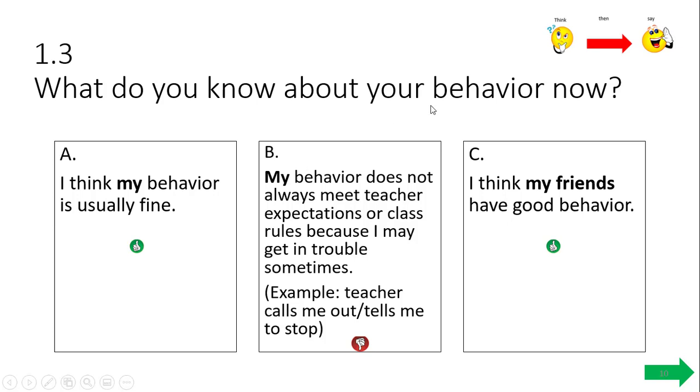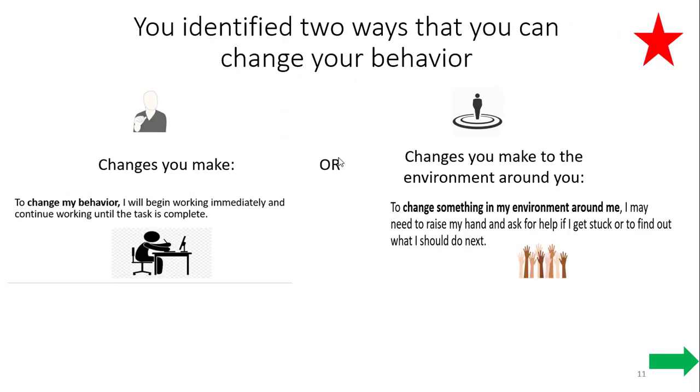When you take your probe later, you'll see the question, what do you know about your behavior right now? Point to B. B is the answer. Isaiah, point to B. So when you see the symbol of the thumbs down, you know that that's your answer because sometimes your behavior does not always meet classroom rules and expectations because you get in trouble. The teacher will call on you and tell you to do what you're supposed to do or tell you to stop doing what you're not supposed to be doing, and that's okay. Nobody is perfect. We're going to improve those needs. But right now, we know the answer is B. Your behavior does not always meet classroom rules and expectations.